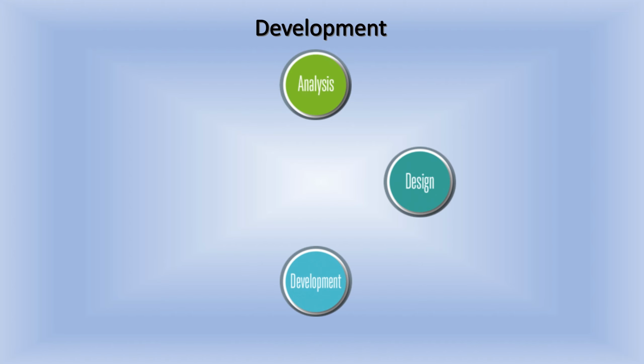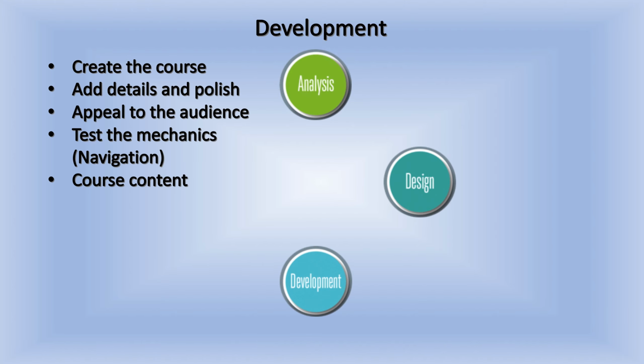Next step is development. In this stage, you can begin to create the course. You'll be heavily guided by the prototype or the storyboards that you created. Each element of the course should be developed to match the design phase. The core content has already been decided. All you need to do is add a level of detail and polish the course.